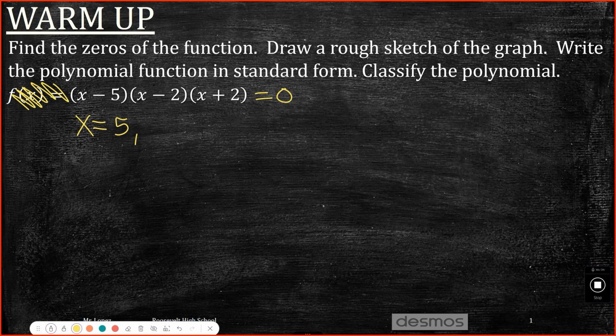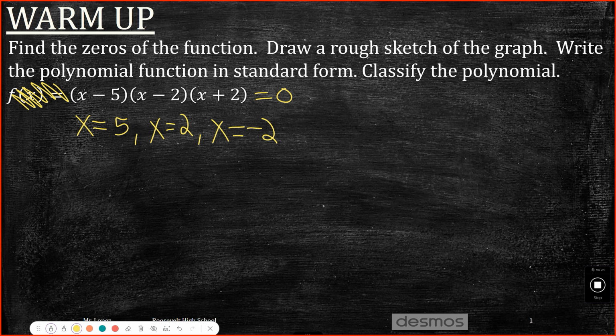What's the next zero of the function? X equal to what? 2. If I plug in X is 2, 2 take away 2 is 0. 0 times anything is 0. The whole thing is 0, which is equal to 0. X equal to 2. And the third zero of the function is going to be what? X equal negative 2. If you plug in X equal negative 2 here, negative 2 plus 2 is 0. 0 times anything is 0, equal to 0.